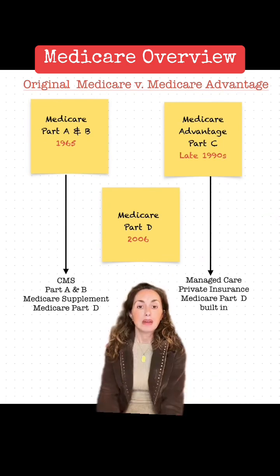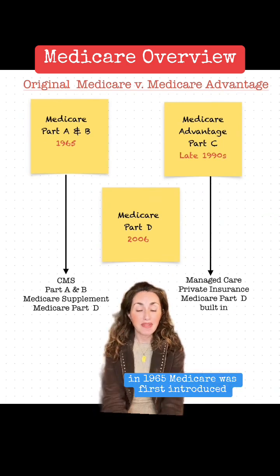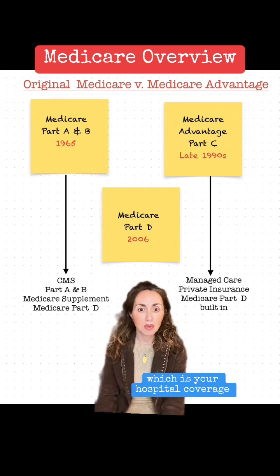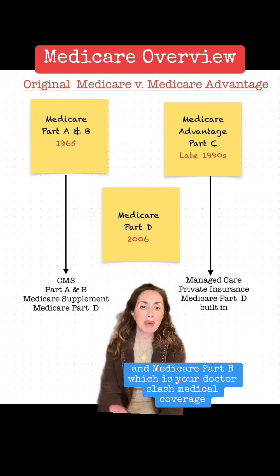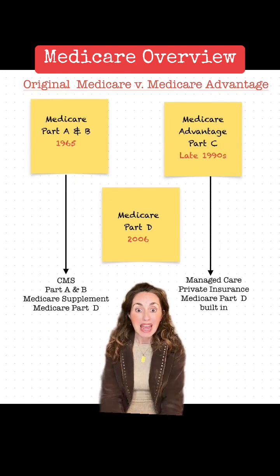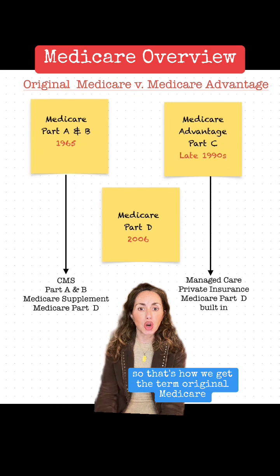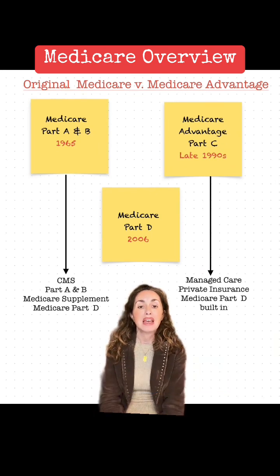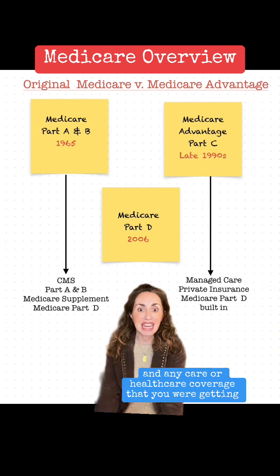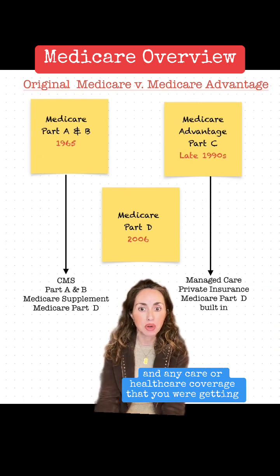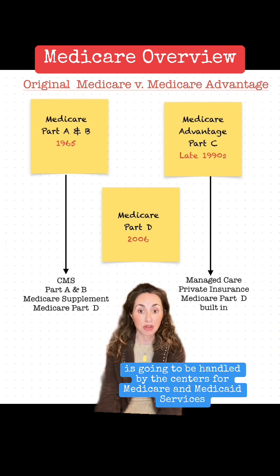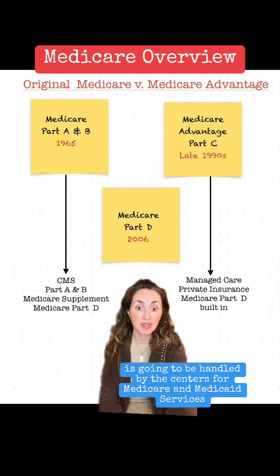Let's go through this timeline. In 1965, Medicare was first introduced. You have Medicare Part A, which is your hospital coverage, and Medicare Part B, which is your doctor/medical coverage. And that's all that was offered. So that's how we get the term Original Medicare: Medicare Part A and Medicare Part B, and any healthcare coverage that you were getting is going to be handled by the Centers for Medicare and Medicaid Services.